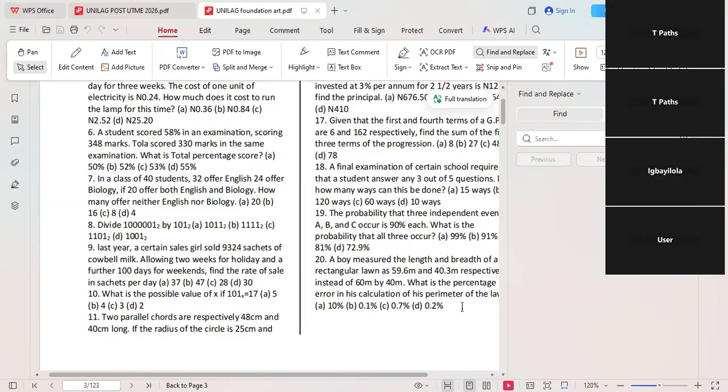So I'll be expecting your solutions, sending your solutions as image on the WhatsApp group. You solve, you snap and send in the next 15 minutes. You snap and send on the WhatsApp group.